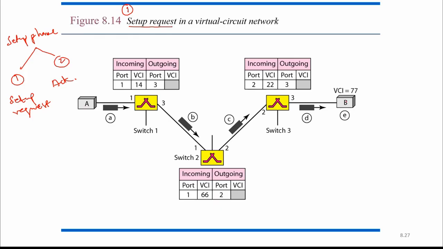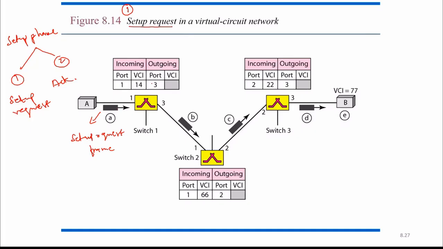Once A wants to communicate with B, the first thing it will do is, at that time the switching table was not updated, it will send a setup request frame to switch 1. Now the switch 1 receives the setup request frame, and it already knows the data needs to be sent from A to B. Then it will update it: port 1 will have a VCI 14, meaning it will be receiving this with a VCI of 14.